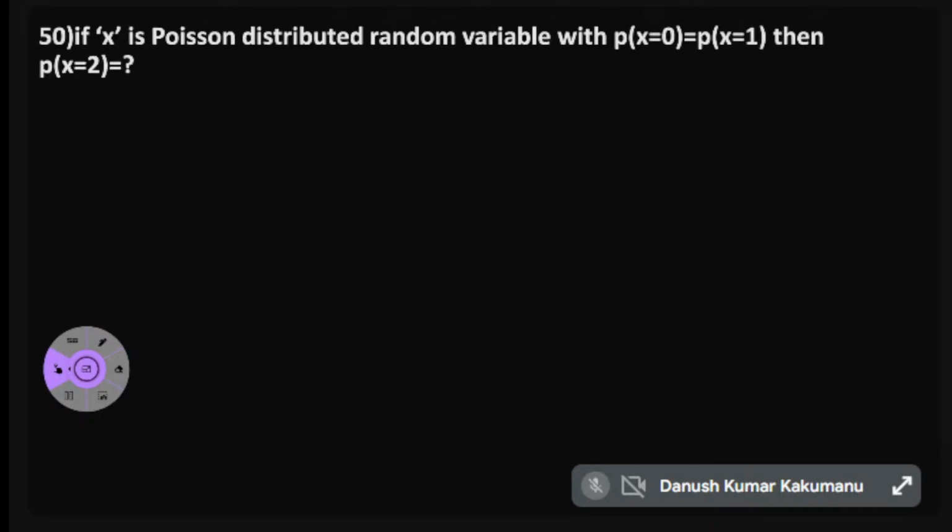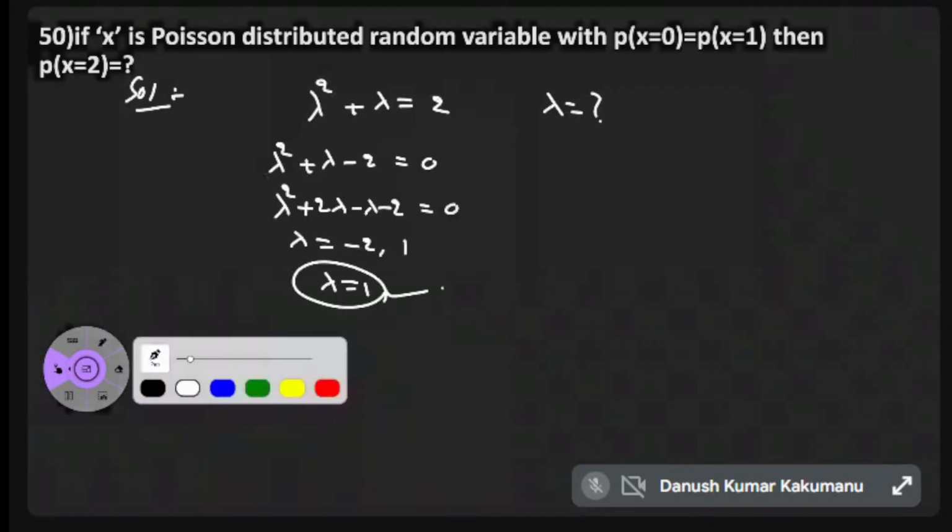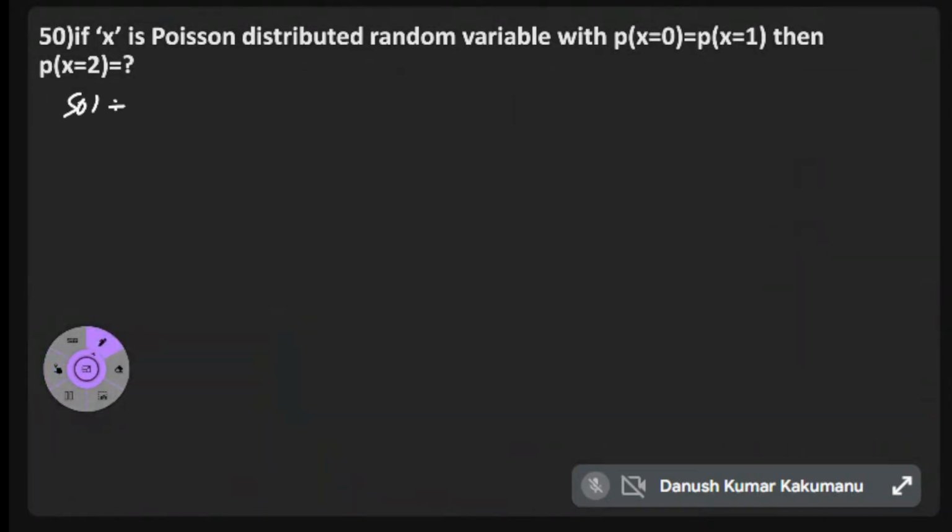This is one question, very interesting question. If X is a Poisson distributed random variable, the name of the distribution is mentioned. What is the name of the distribution? Poisson. If P of X equal to 0 and P of X equal to 1 are equal, then what is P of X equal to 2? What is the Poisson distribution formula? E power minus lambda, lambda power of X by X factorial.